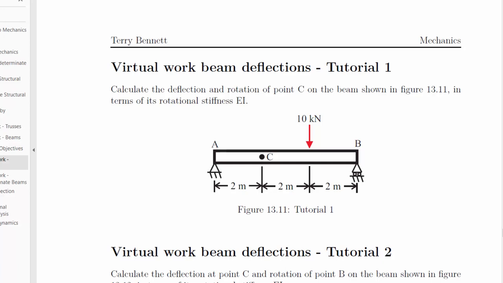Okay, so I'm going to quickly go through a little MATLAB script that I've written for solving one of these virtual work beam deflection problems. So in the notes, we're going to use tutorial one for virtual work deflection of a beam.